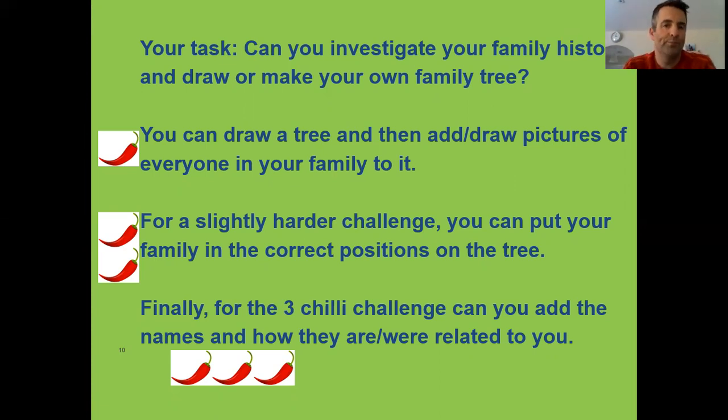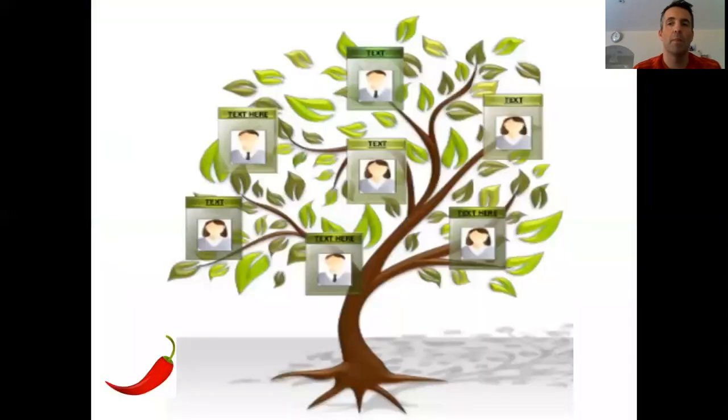You can draw a tree and then add or draw pictures of everyone in your family to it, and they don't have to be in any particular order, they just need to be somewhere on the tree. For a slightly harder challenge, you could put your family in the correct positions on the tree, so the eldest at the top and then the youngest at the bottom, and those that are in the middle would be in the middle of the tree. And finally, for the 3 chili challenge, can you add the names and how they are or were related to you? Okay, so grandparents or aunties or uncles or brothers or sisters, mummies and daddies.